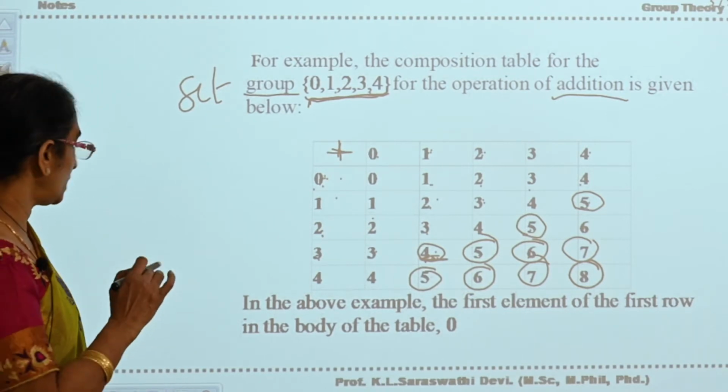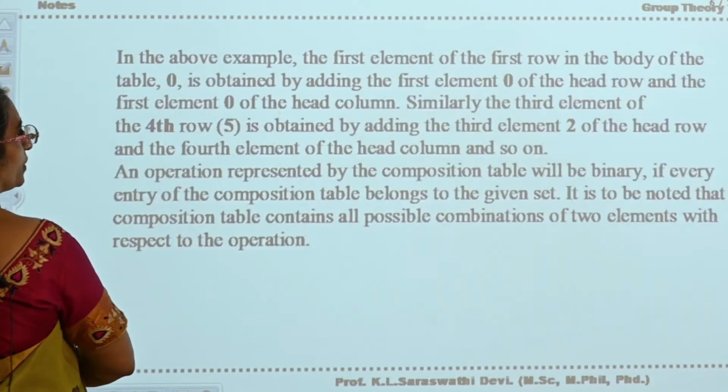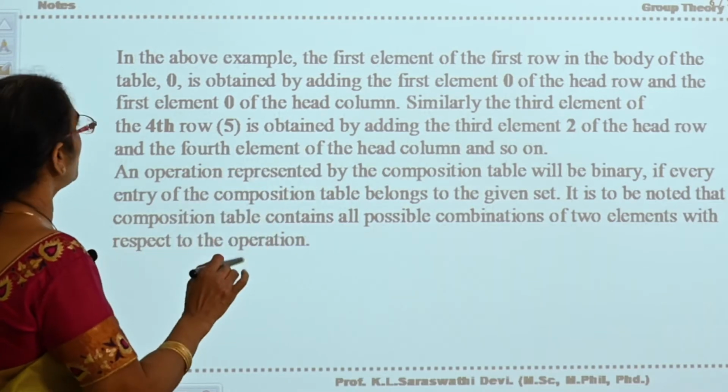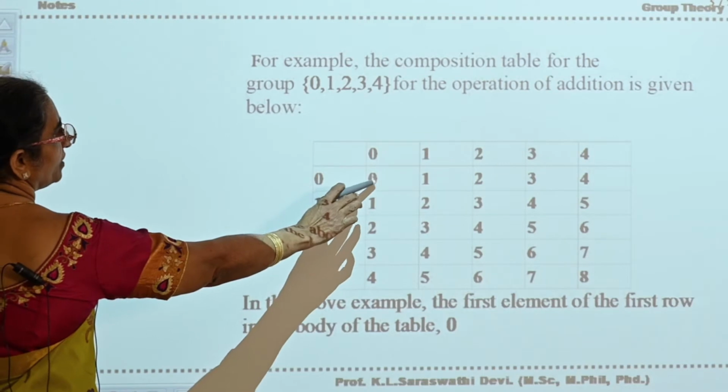Okay. Now see formally how we will write the formation of the table. In the above example, the first element of the first row in the body of the table is 0. That is, see here, this one, this is 0.